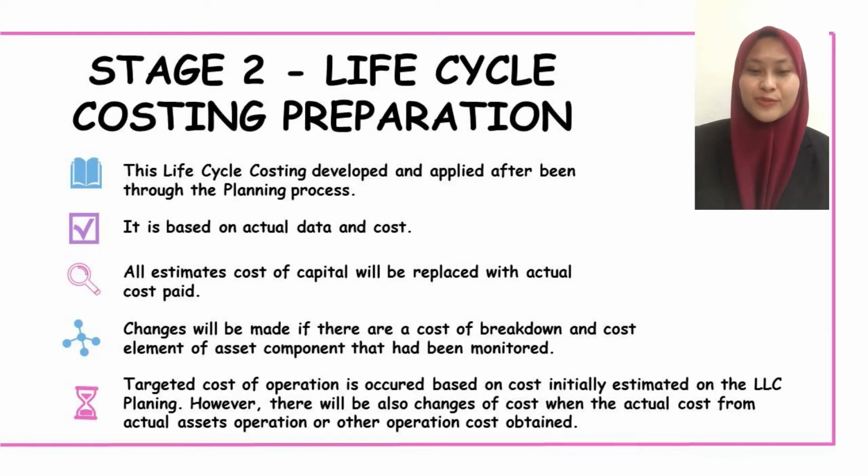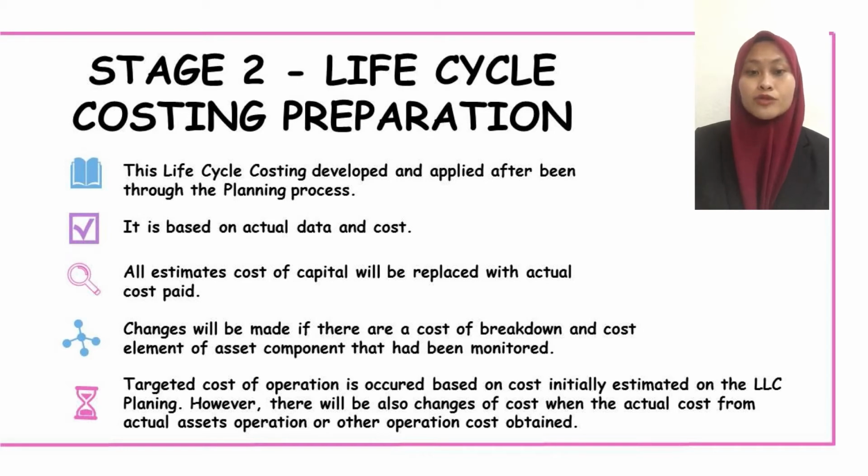Now, stage 2, which is life cycle costing preparation. In this stage, it is actually a tool that we use to control and manage the ongoing cost of an asset or part of it, and it uses real data costs. All estimated costs of capital will be replaced with actual costs paid. Changes will be made if there is a cost breakdown and cost elements of asset components that have been monitored. Targeted costs of operation are based on costs initially estimated in the life cycle cost planning.